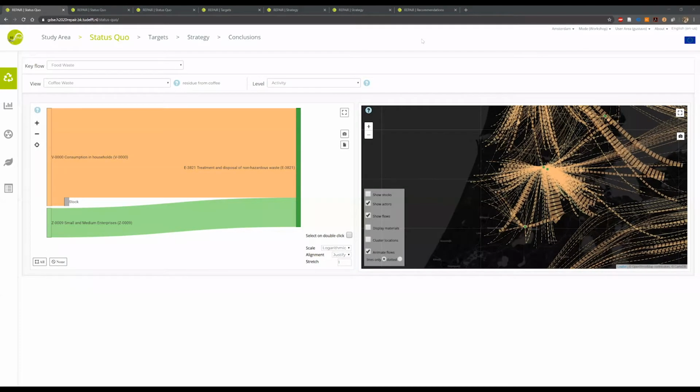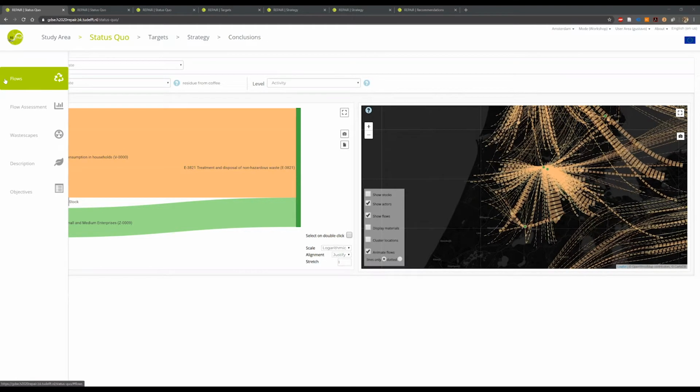The next GDSE step, status quo, aims to help stakeholders achieve a common understanding about the core waste flows defined for the study area. Stakeholders learn how key waste is flowing in their city, where and how much, and the main circular economy goals in the city. Here we show food waste flows in Amsterdam, particularly producers of coffee grounds waste.